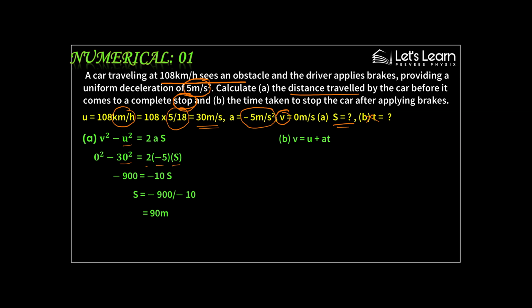And second part, how much time the car takes to stop. So we go for the simple equation, v equals u plus at. v is 0, u is 30, a is minus 5, t. Taking minus 5 to the other side, it becomes plus 5t equals 30. So t equals 30 divided by 5, which is 6 seconds.